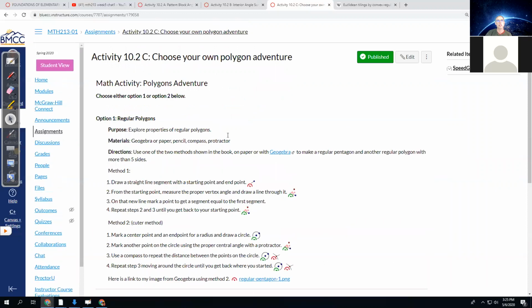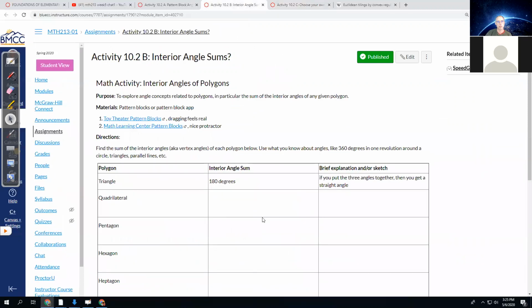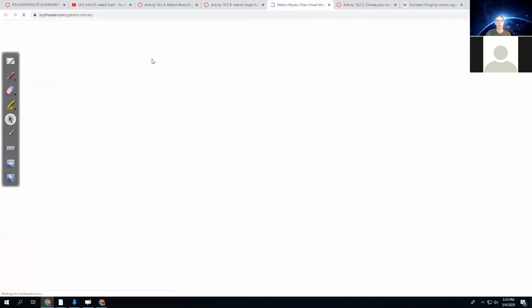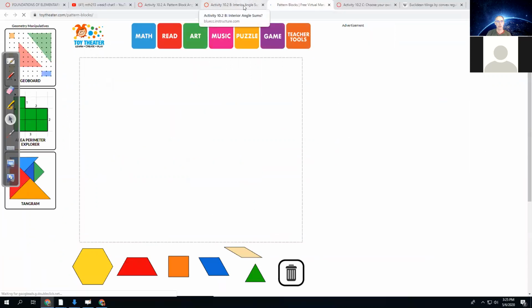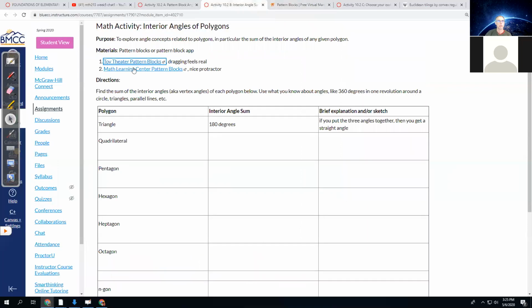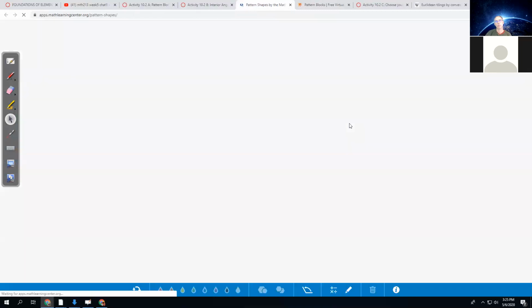All right, so let's go back and take a look at this activity here. We're going to try and figure out the angle sum for a quadrilateral and a pentagon, and we'll start by playing with either the Toy Theater or the Math Learning Center pattern blocks. So I'm going to bring both of those up here. And this will involve a little bit of sketching on paper too, probably.